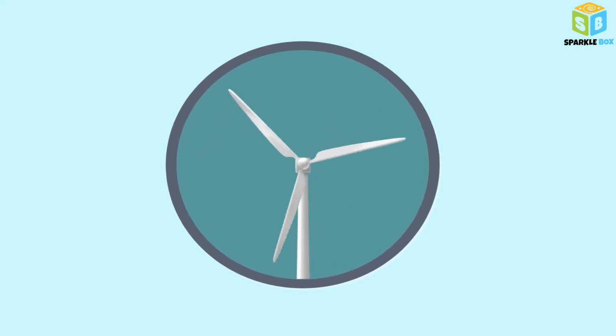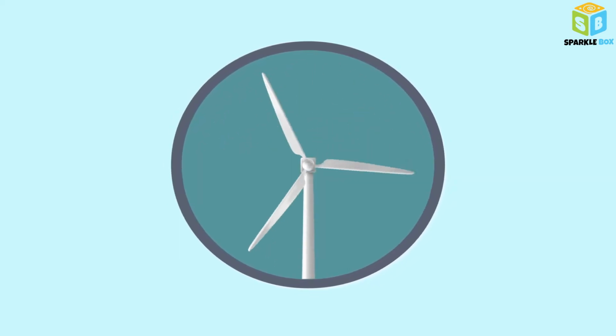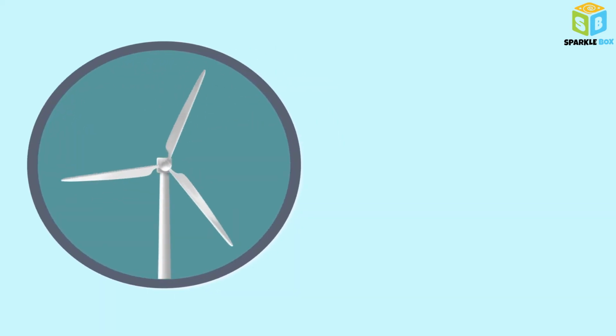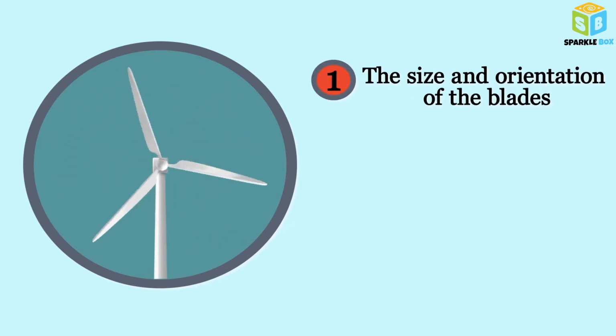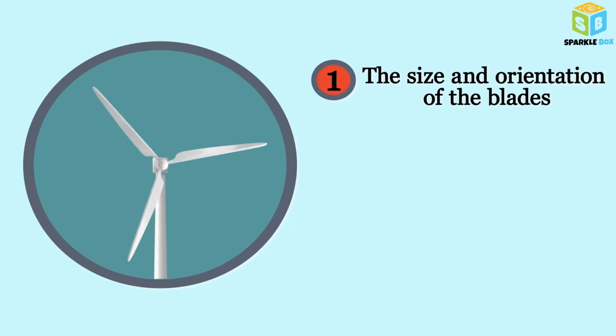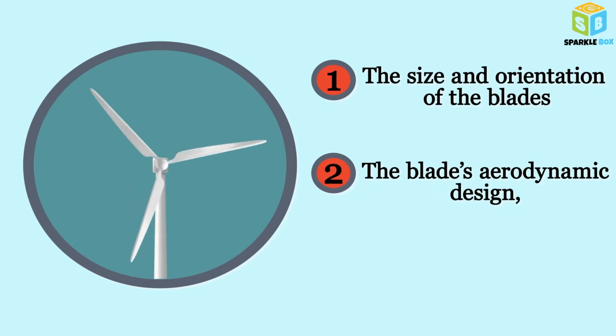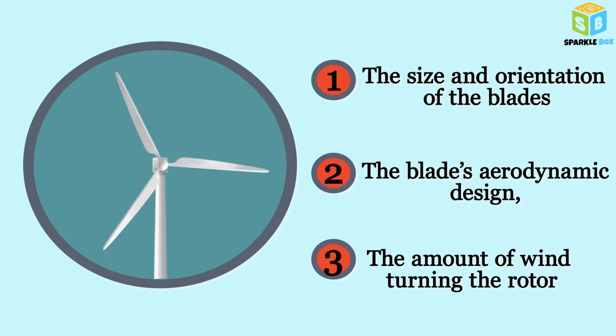There are primary factors that determine just how much energy a windmill can produce. The factors are the size and the orientation of the blades, aerodynamic design, and the amount of wind turning the rotor.